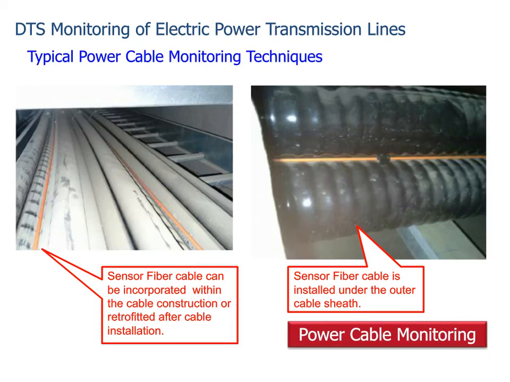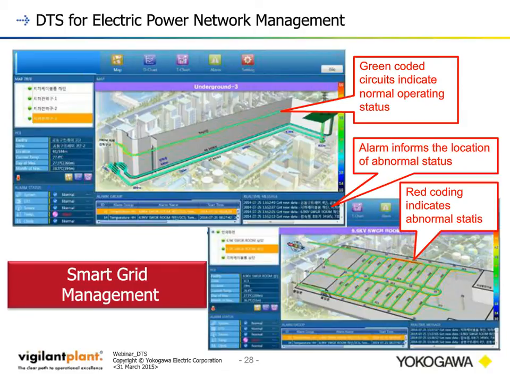Just a couple other pictures here of typical monitoring techniques. Fiber can be laid in a cable tray to give a general temperature feedback of the trays with power running through the cables. It can be strapped directly to the cable, sometimes installed directly under the outer sheath of the cable before it's manufactured and installed. So it's a technology that can be either retrofitted or part of new construction.